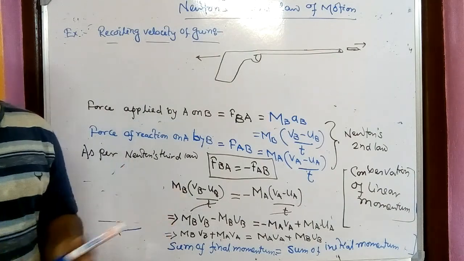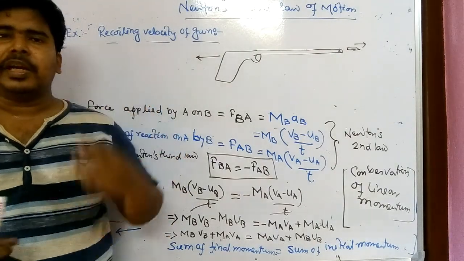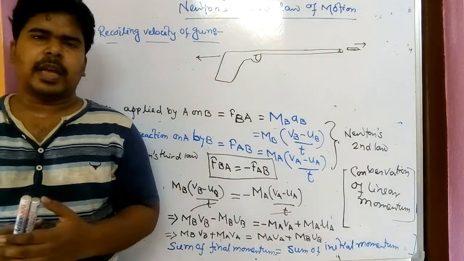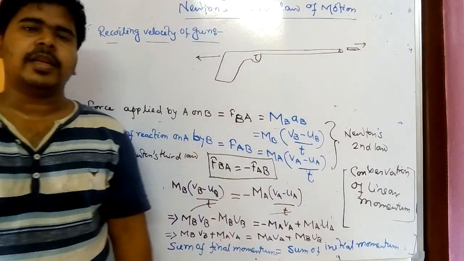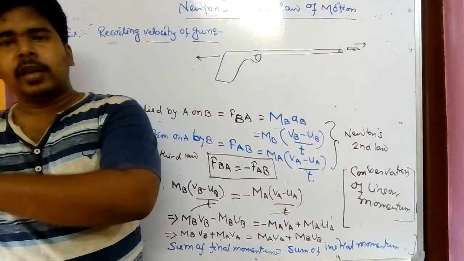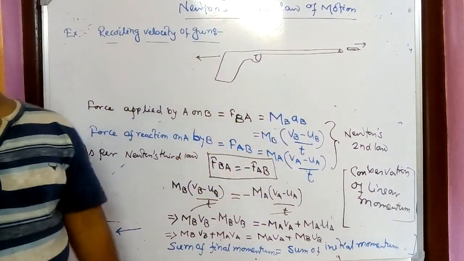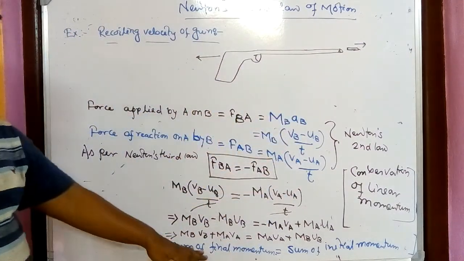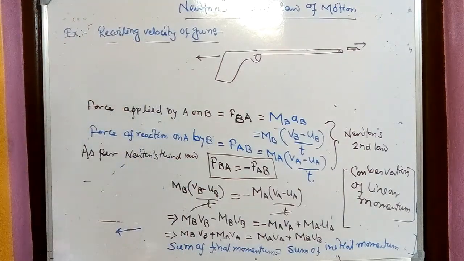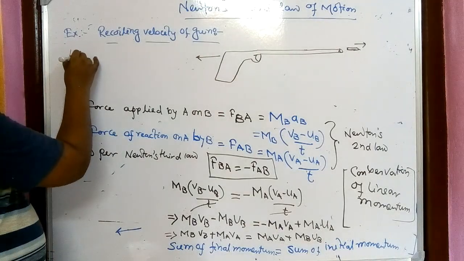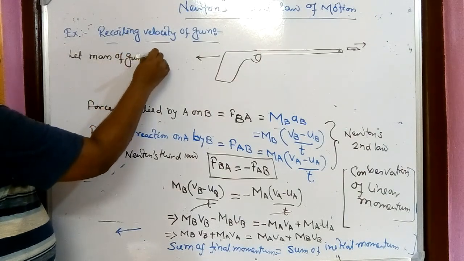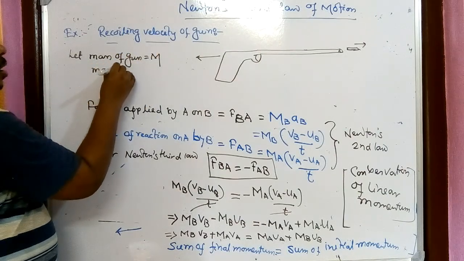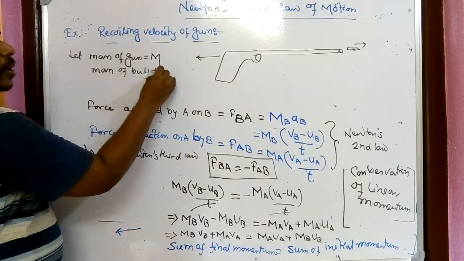I'm giving you a very good example: earlier you have seen the guns, that time the guns were very heavy. So whenever the firing occurred, sometimes people often fell down due to the recoiling velocity of the gun. So here, by the concept of conservation of linear momentum, I just want to find what will be the recoiling velocity. Let the mass of the gun be capital M, and the mass of the bullet be small m.